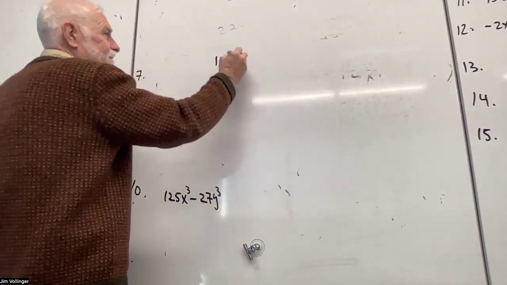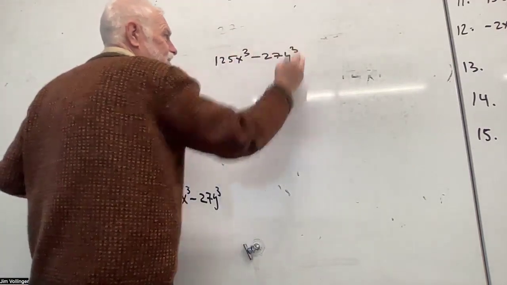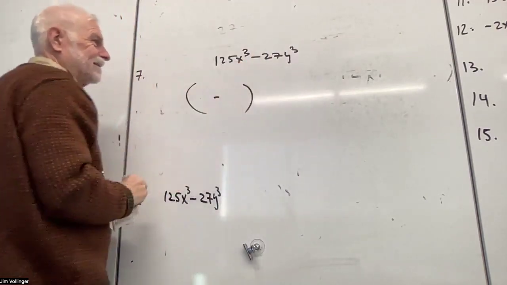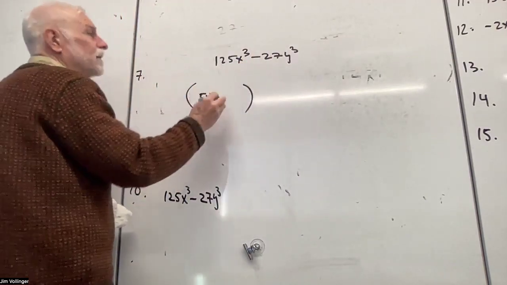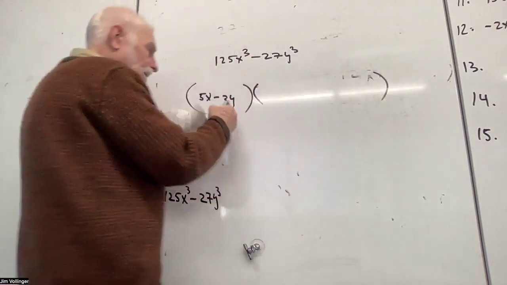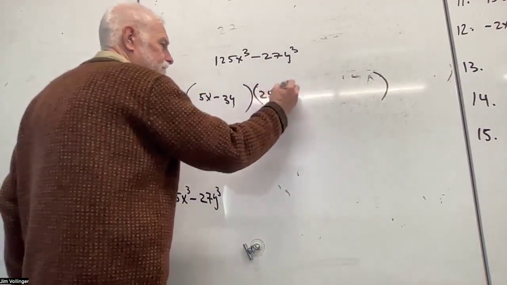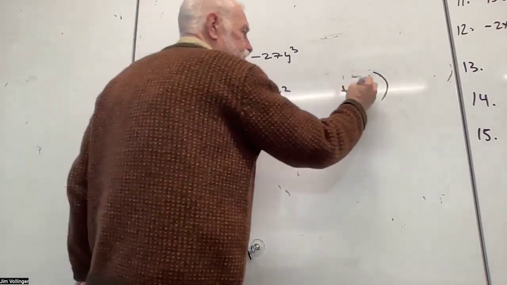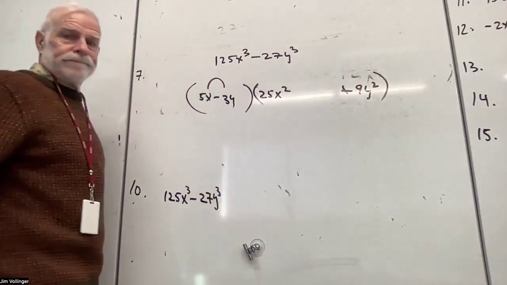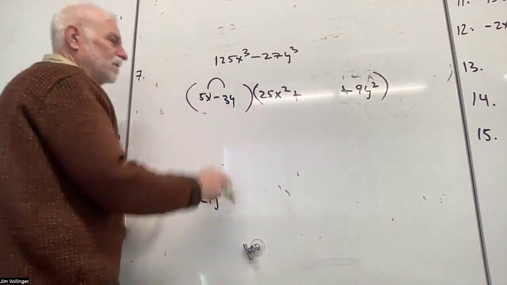That's what happens. Level of difficulty increases slightly. Nothing else changes. I'm still working with the cube roots, and it's a minus. So that's 5x, and that's 3y. Everything else comes from these two numbers. I have to square that. I have to square that. And I have to change the sign and multiply.